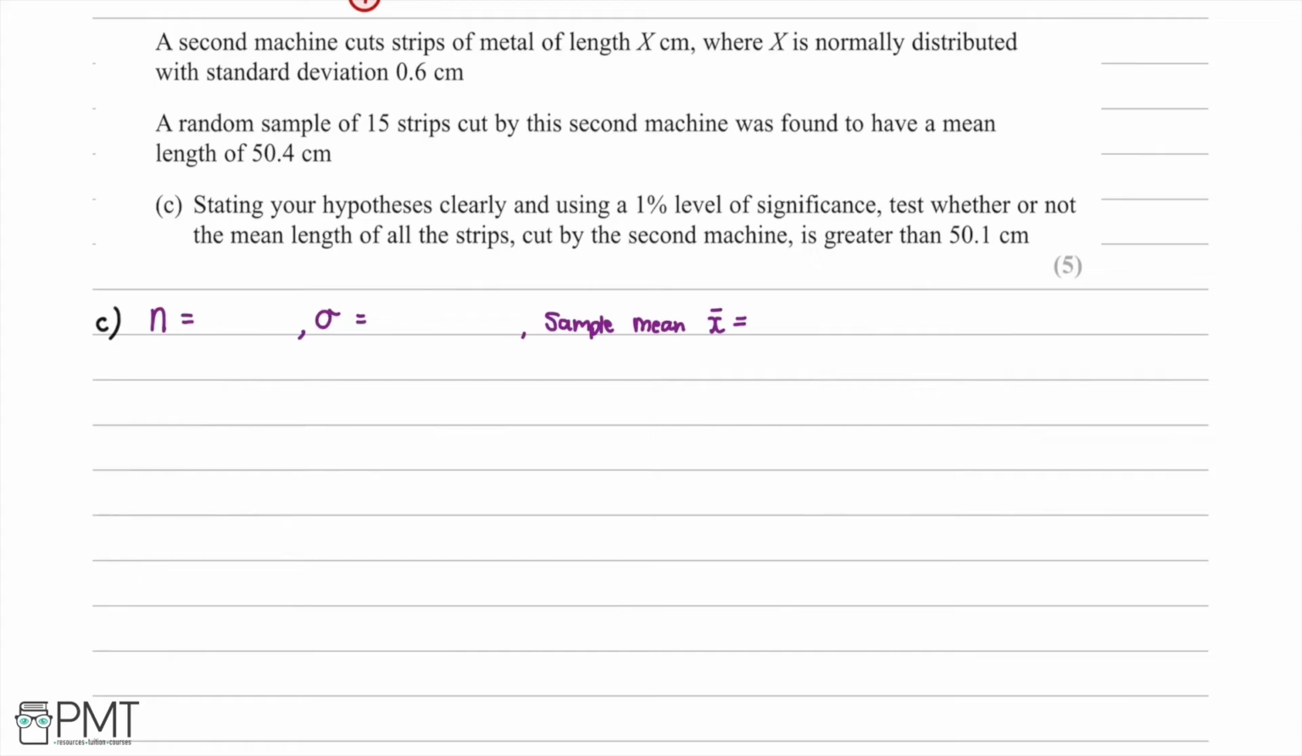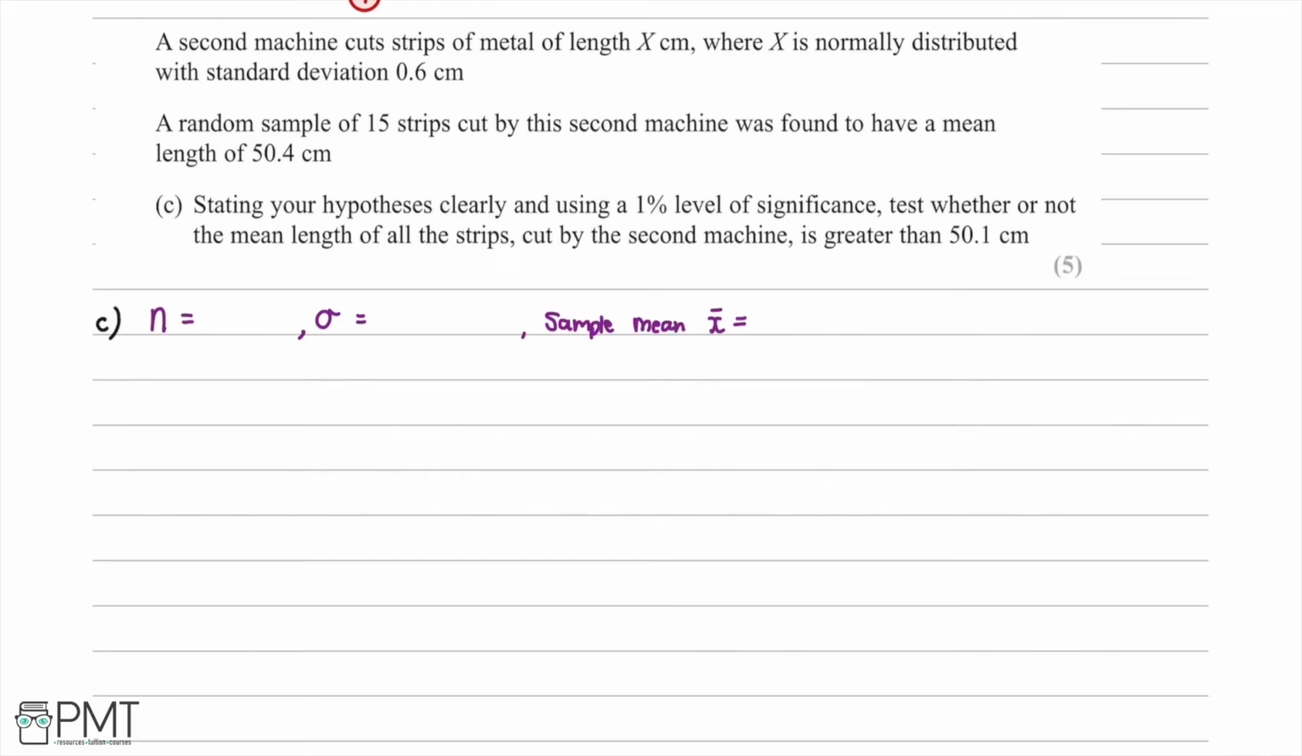So in part C of this question, we're told that a second machine cuts strips of metal of length x centimeters, where x is normally distributed with standard deviation of 0.6 centimeters. And we're told that a random sample of 15 strips cut by the second machine was found to have a mean length of 50.4 centimeters. And we're asked to state your hypotheses clearly and use a 1% level of significance to test whether or not the mean length of all the strips cut by our new second machine is greater than 50.1 centimeters.